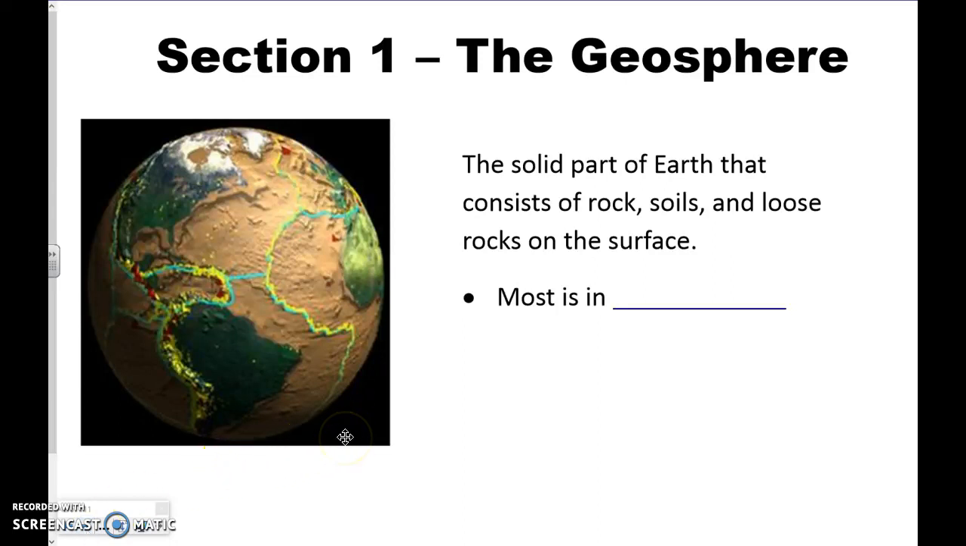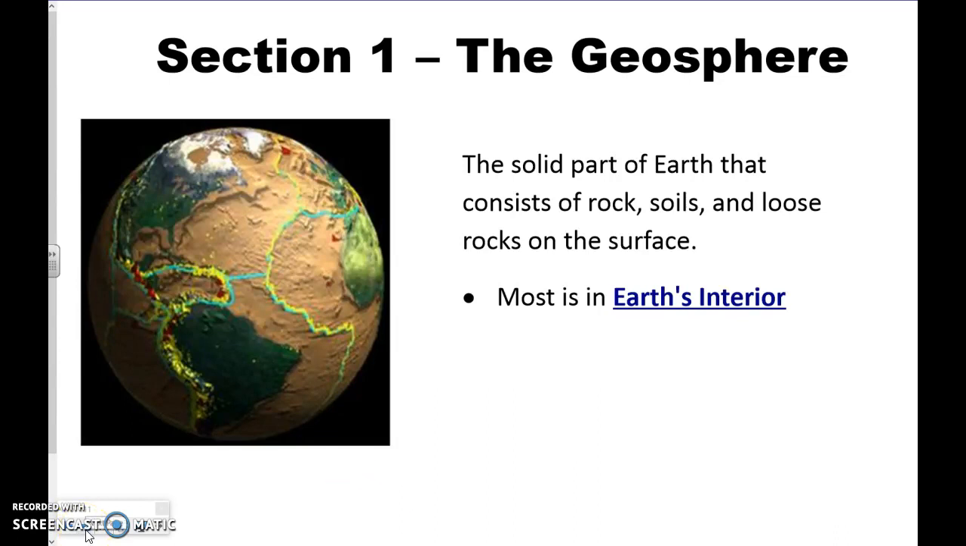First of all, we've already said the geosphere is the solid part of Earth. We have this little picture here. What would the Earth look like without the water on it? You can see that. I like that. Most of the geosphere, we know, is found within Earth's interior. So it's the Earth itself with everything else surrounding it. Okay?